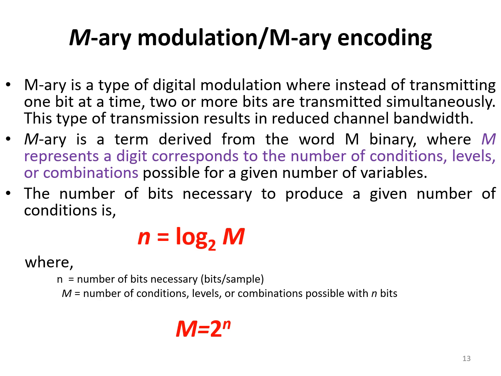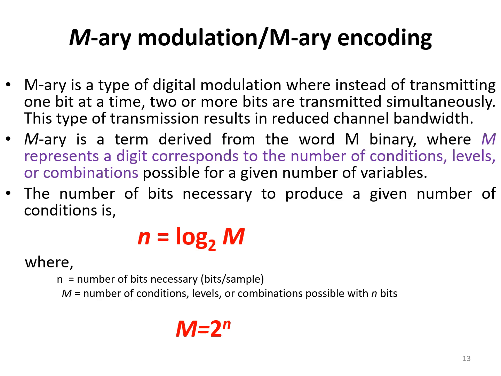M-ary modulation is a type of digital modulation where instead of transmitting one bit at a time, two or more bits are transmitted simultaneously. This type of transmission will reduce the channel bandwidth.